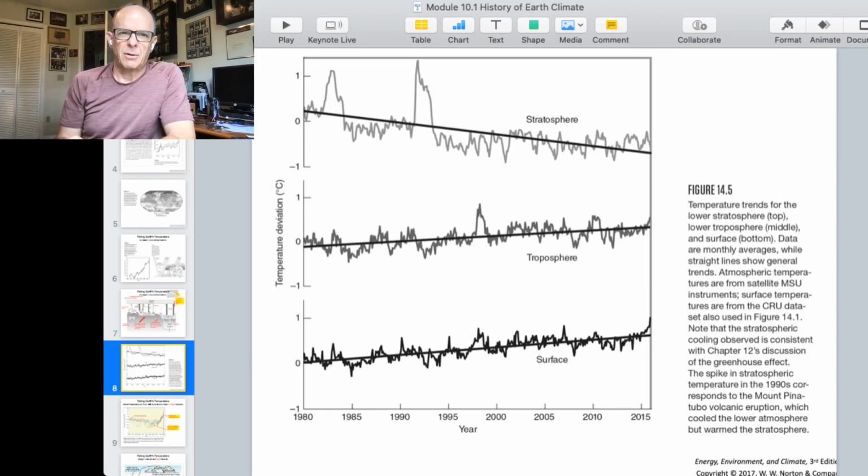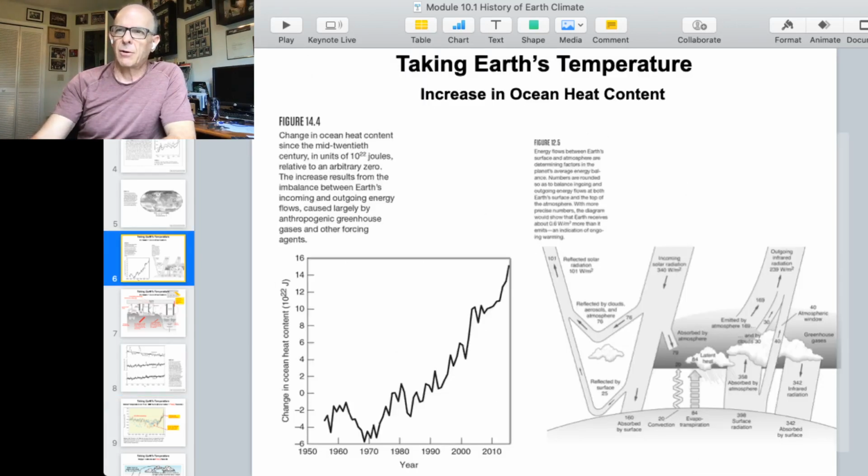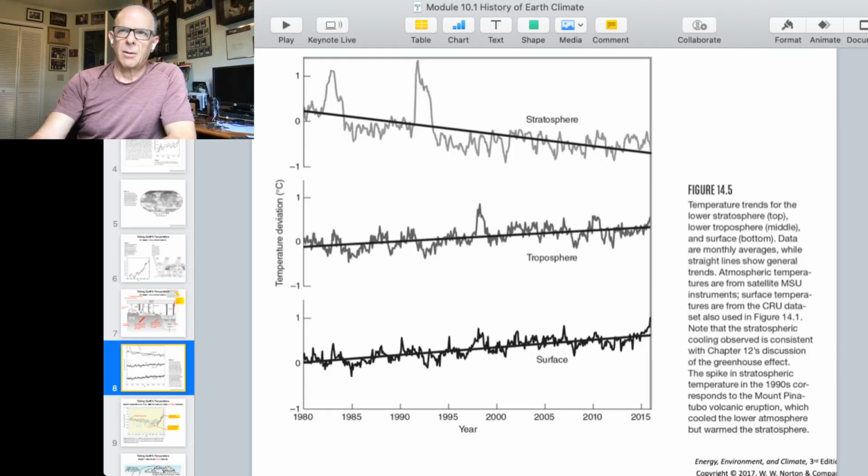Back in chapter 12, we looked at this simple model of the Earth's energy flow, a simplified version of what you see in the lower right-hand corner of this slide, where there's just the energy into and out of the surface and the energy into and out of the atmosphere. The temperatures here show that the surface and the lower atmosphere have gotten warmer, but the stratosphere, which is the layer above the troposphere in the atmosphere, has gotten cooler. That is a very strong piece of evidence that shows that it is, in fact, the greenhouse effect that's warming the planet. And here's why.